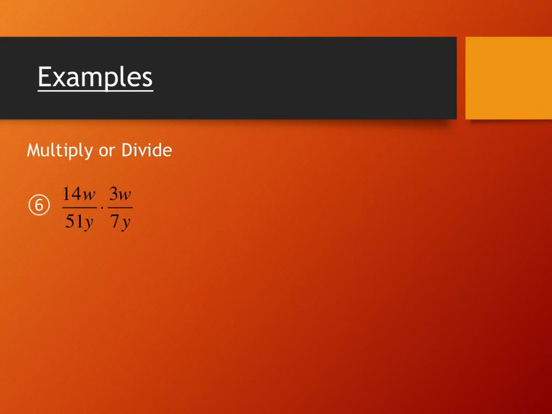The next thing to check is diagonals. So if I cross a diagonal, top left to bottom right, are there any amounts that we can reduce by there? And there are. 14 and 7 both divide by what? 7, which gives me a 2. That's where your 2 is coming from. And on the 7, it gives me a 1. And then the w and the y there, they don't simplify. The other diagonal, bottom left to top right, 51 and 3. Okay, so those do reduce.